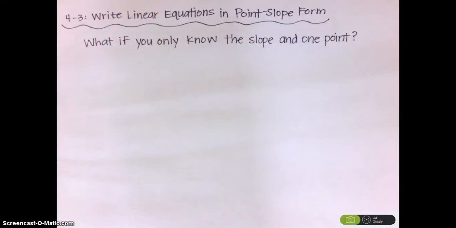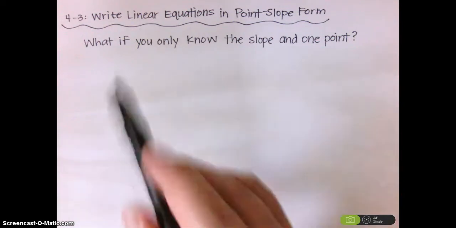Hi class, today we're going to be learning lesson 4-3 in our algebra book, and it's about being able to write linear equations in this new thing called point-slope form. Alright, last section we were talking about slope-intercept form, so this is a new one, but it's a lot of the same elements inside of it.